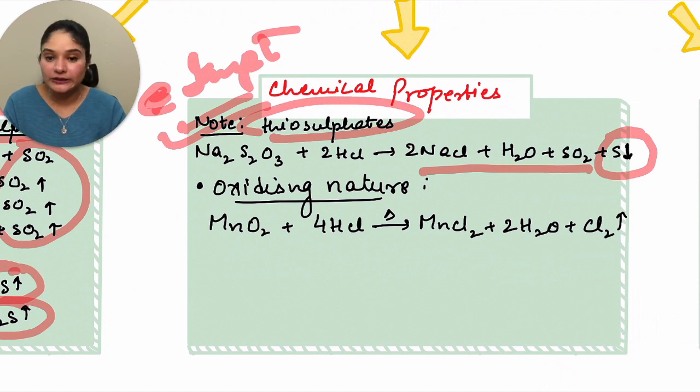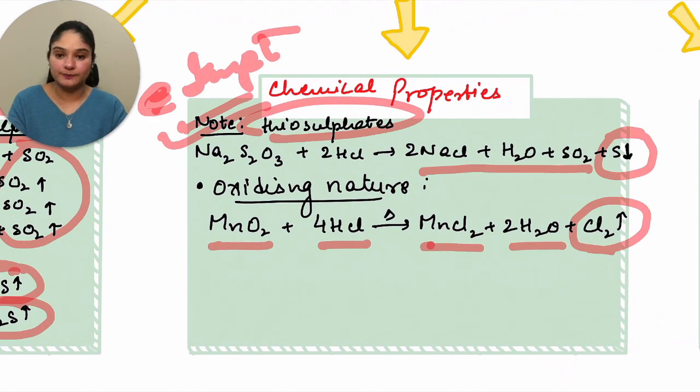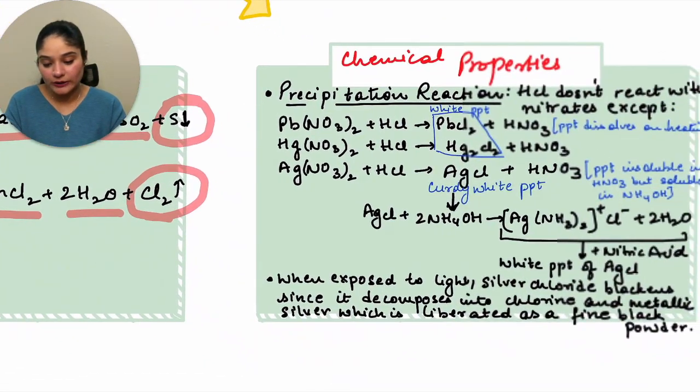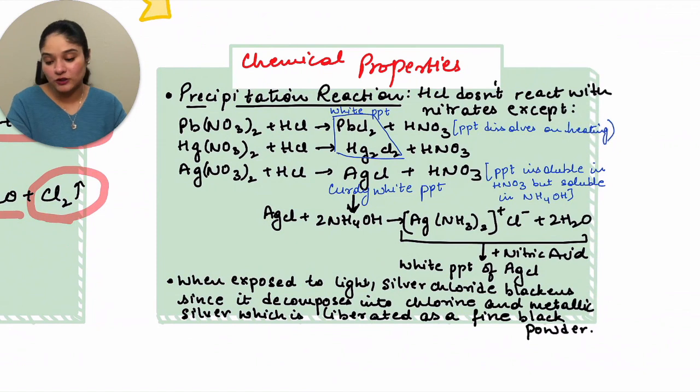Now, as an oxidizing nature, you have just one equation in the syllabus, that is MnO2 plus HCl will give you MnCl2 plus water plus chlorine gas. Okay. Now, let's come to the next chemical property, that is the precipitation reaction.